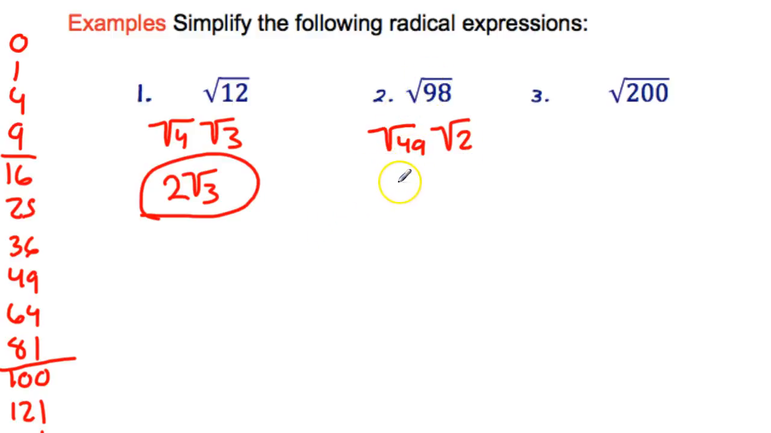And the square root of 49, what does that equal? Well, that's going to equal 7. So 7 square root 2. Ba-bam. And if you don't know how to find the factors of 98, I don't know which one's right.